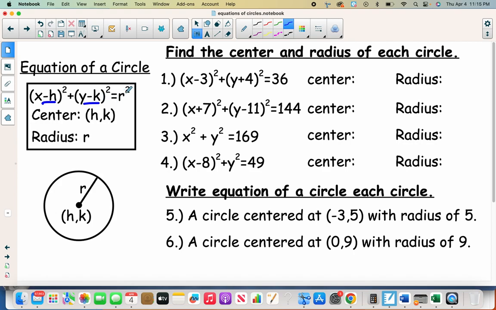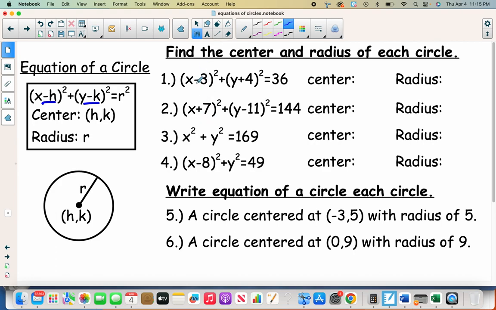And I want you to be aware that this says r to the second power, not r, because this always equals a square, r squared, and the radius is r. So to find the radius, we always have to find the square root of whatever that number is, okay? So let's look at an example.